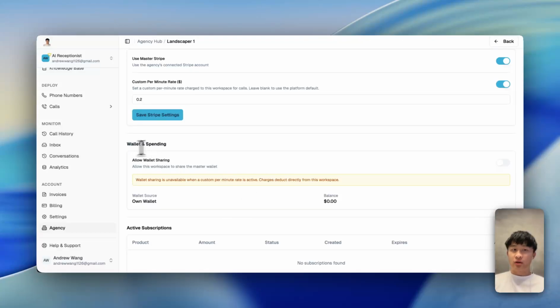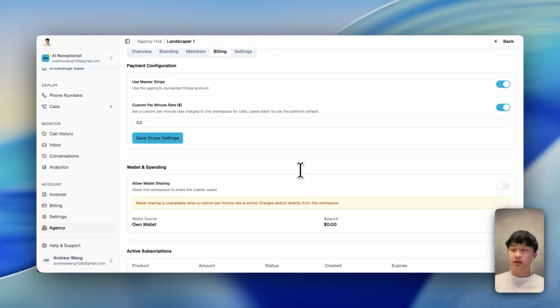On the other hand, you've got wallet sharing and wallet spending. Basically, this will mean that you, as the agency owner, would fund their sub-account with credit, and then they would use that credit on a monthly basis or whenever on a usage basis, depending on how much you give them. So the two differences are that with the master Stripe account, they are self-sufficient. The wallet spending and wallet sharing down here means that you would just give them access to specific usage. You would fund the sub-account's wallet per month, but obviously noting that you can't charge a custom minute rate as well.